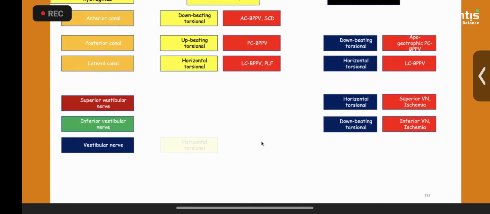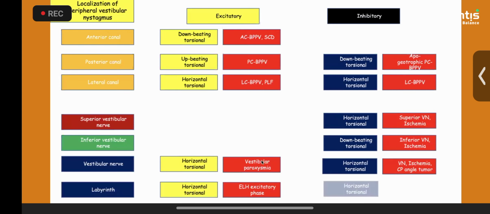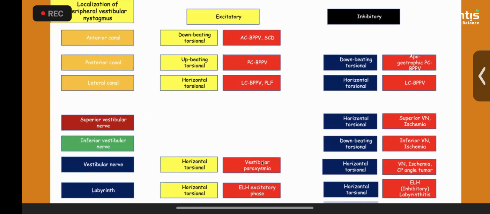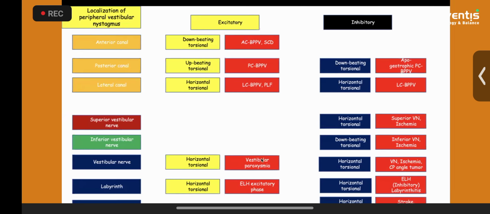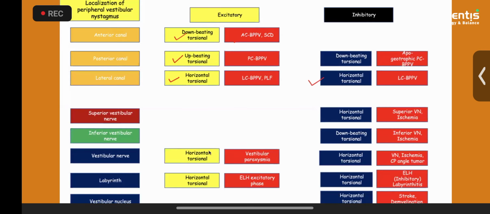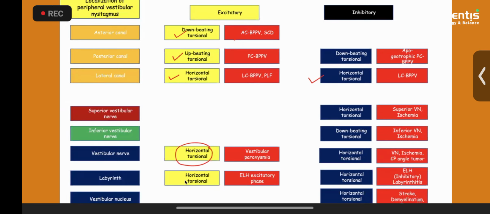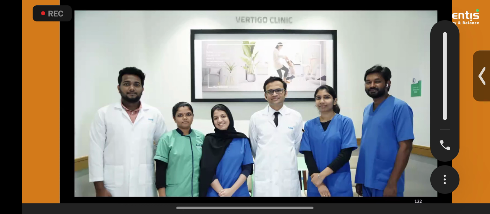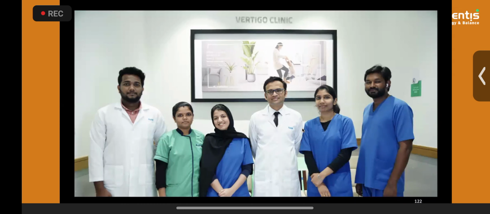It is the most common variety of nystagmus, and I have chalked down these types of nystagmus. In anterior canal BPPV, there is a downbeating torsional nystagmus. Posterior canal BPPV, upbeating torsional. Lateral canal BPPV, it can be apogeotropic or geotropic. In vestibular neuritis, it is horizontal torsional nystagmus. And in cases of differentiating lesions like specific lesions of some canal, it can show a specific variety of nystagmus.